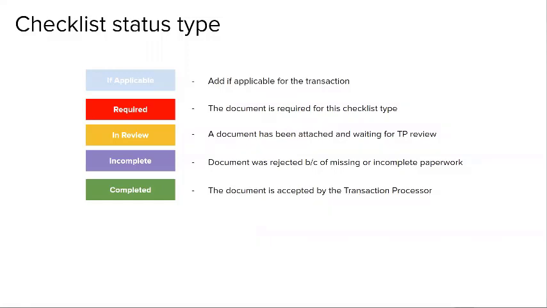Once you have attached a document, it will then go into a yellow status or in review. Once the transaction processor has reviewed your document, they will either reject the document if it's incomplete, and you will see it as a purple incomplete. It means that it might be missing something like initials, signatures, or it's incomplete paperwork. They can also accept it. And when they accept it, it's going to show up as completed. You want all greens when you're looking at your checklist.